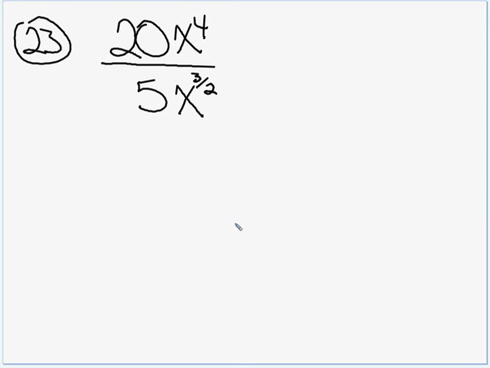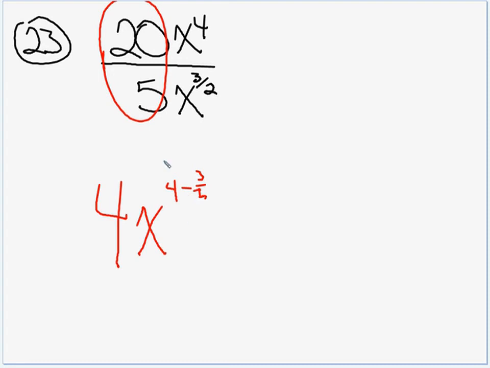All right, we're still looking to simplify here, and we're getting into some fractional exponents, and I see we're dividing. So I would first focus in on the coefficients. 20 divided by 5, that's a 4. We've got an x divided by x, so our base is x, and it's common, so we're going to have another base x. Our exponent will be 4 minus 3 halves.